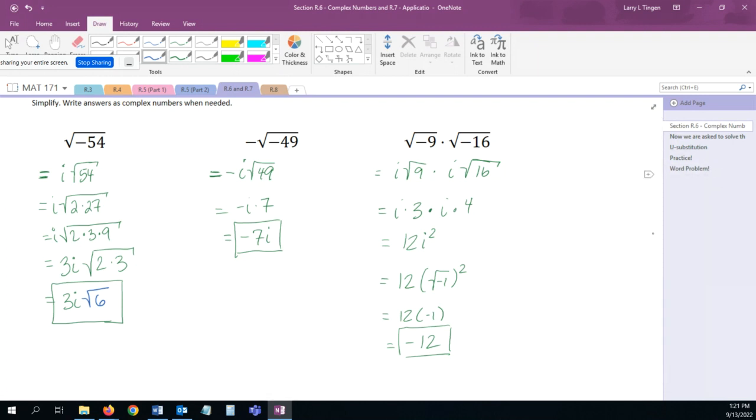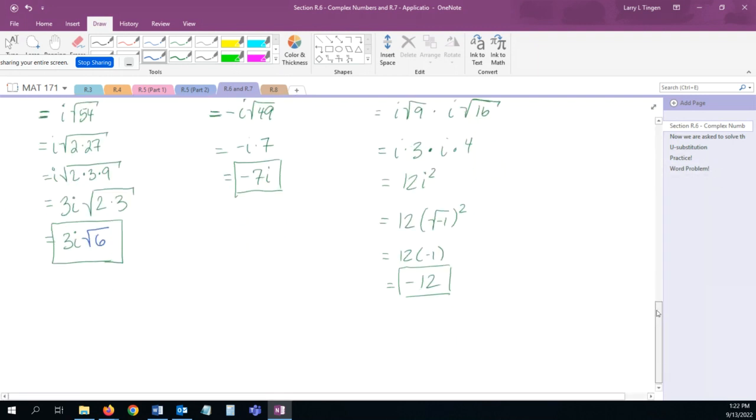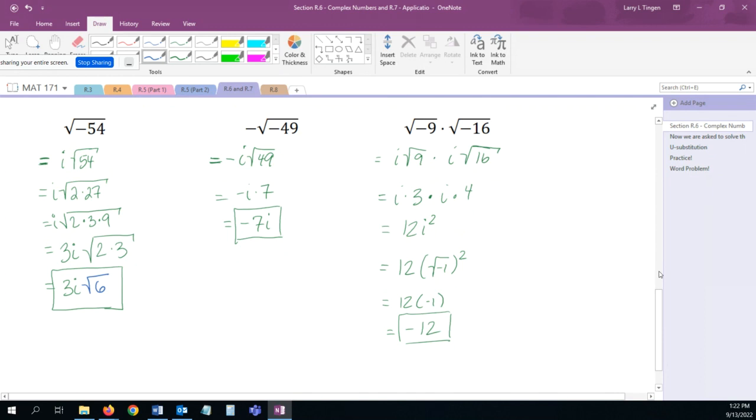All right. Yeah, everybody loves complex numbers. Everybody remembers this fun stuff. Questions?